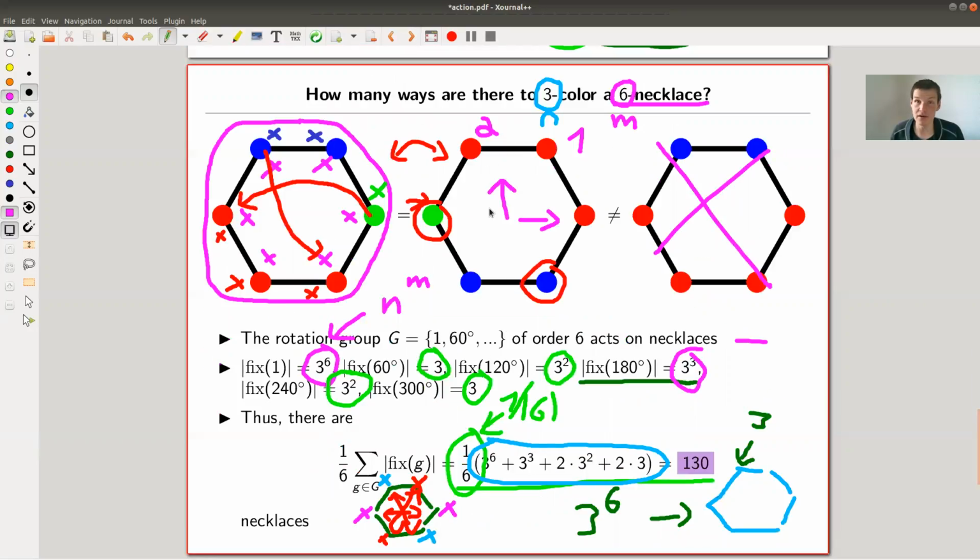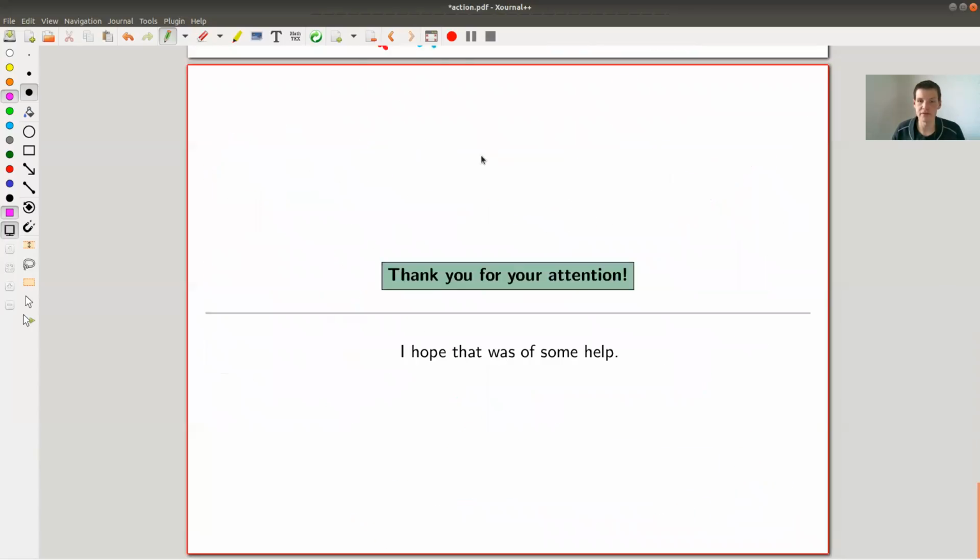I also link you to a nice Wolfram Mathematica demonstration that you can just access. It's linked below, where you can look at a very similar problem. It's a 4-necklace, slightly differently formulated, and you study orbits, stabilizers and fixed points of this 4-necklace. But that's basically it for what I wanted to tell you about today.